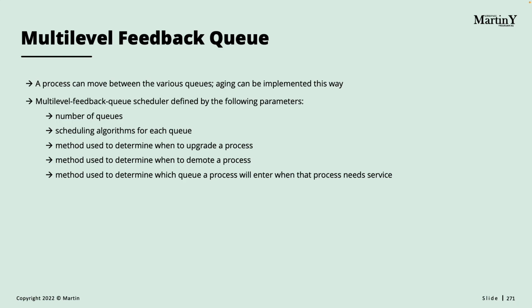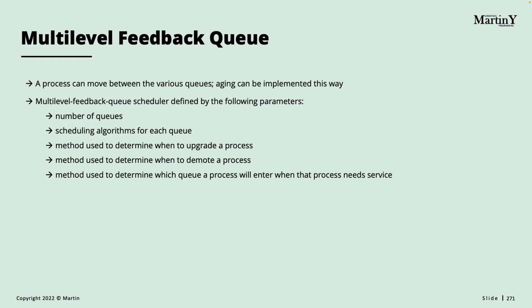Okay, once we talked about the queues, there are also feedback queues. What that means is that a process can actually move between different queues.